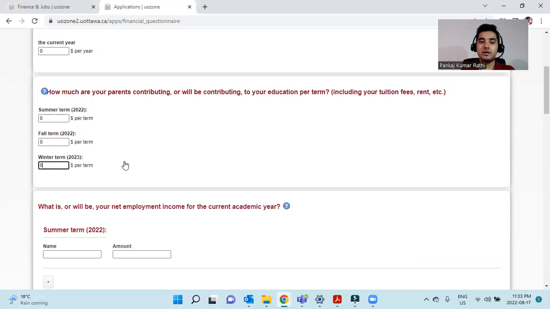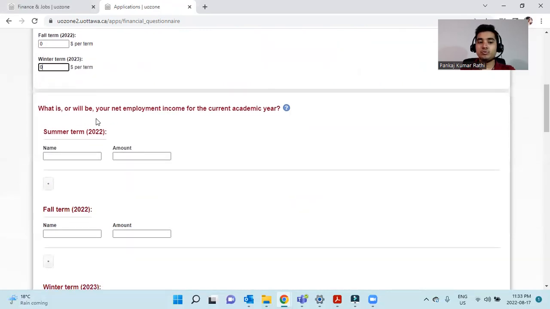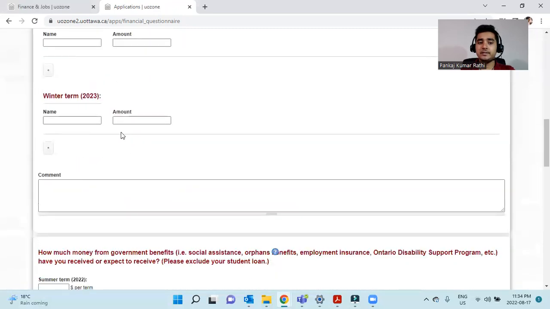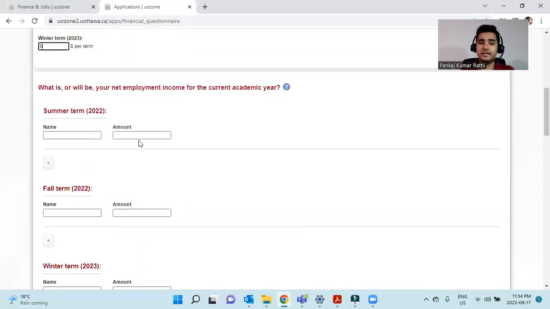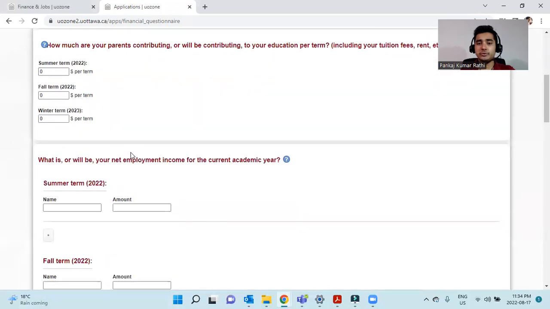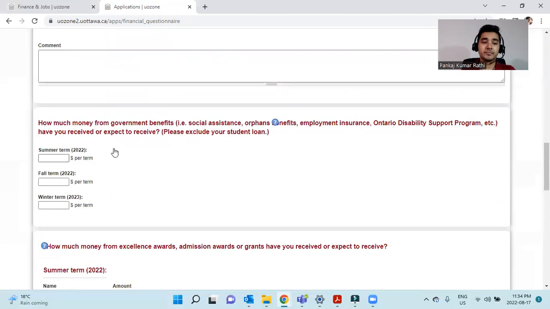Mention everything correctly. Okay. Next thing is, what is or will be your net employment income for the current academic year? For summer term, you don't have anything, so it's an optional field, nothing to enter. For fall term, again, nothing to enter. It's not required, it's not a mandatory field, so you can go ahead to the next question. We'll see while clicking on next. If it asks us, we'll fill it later.